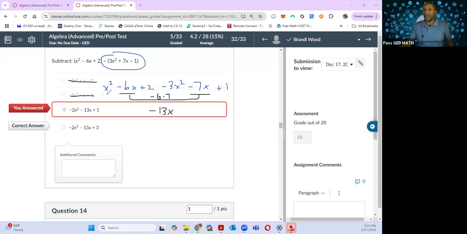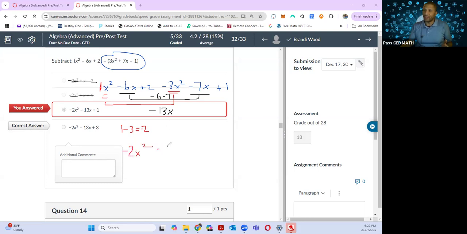Now here, we got x squared and minus 3x squared. Let me change the colors a little bit. Let me change it back to red. So we got x squared, and we have minus 3x squared. Those are also like terms. Again, when you don't see a coefficient, it's like it's a 1 there. So minus 3 plus 1. So 1 minus 3 is minus 2. So therefore, when we combine these, we'll have minus 2x squared.